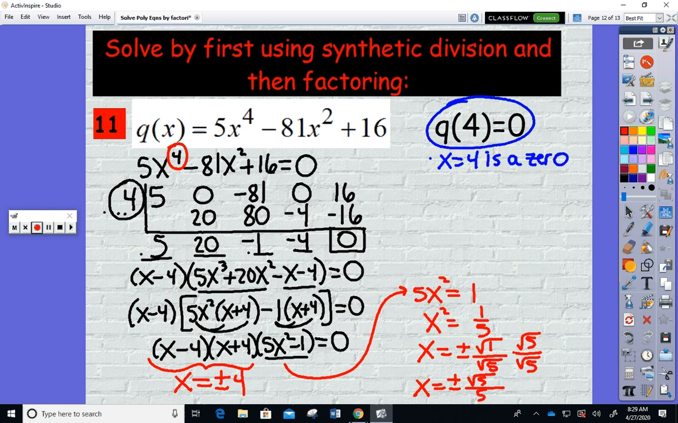So see, I did get messy answers because I've got square roots. So I've got 4, negative 4, positive root 5 over 5, negative root 5 over 5. That is 4 separate answers.